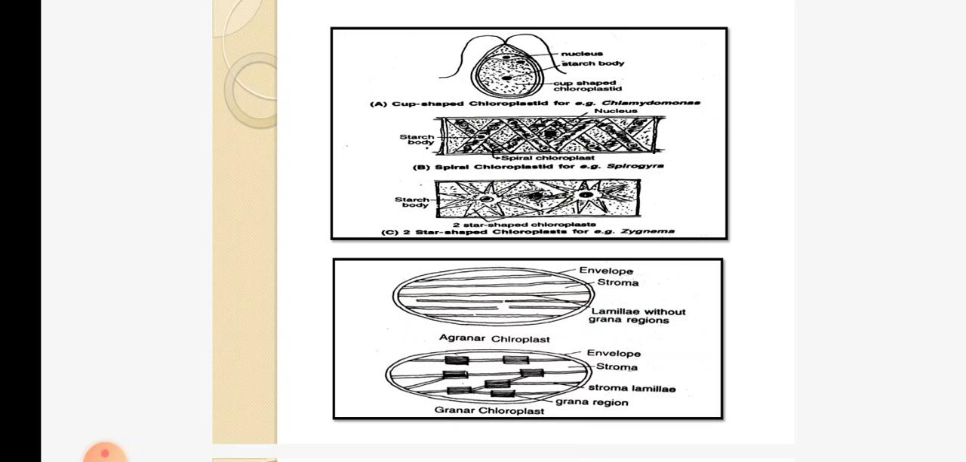See this in the figure. Cup-shaped chloroplast is present in Chlamydomonas, spiral in Spirogyra and star-shaped in Zygnema. Chloroplast may be agranar, that is without grana region, and it may be granar when grana and stroma regions are present. In both types of chloroplast, the envelope is present.